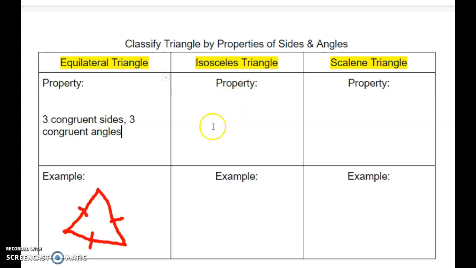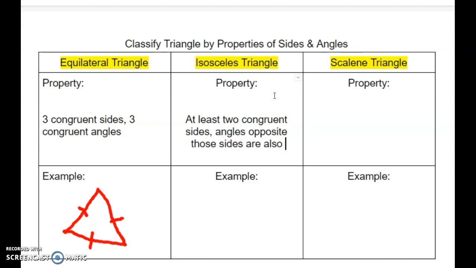Isosceles is a little bit different, okay? An isosceles triangle has at least two congruent sides, and what you'll see is that the angles opposite those sides are also congruent, okay? And then this is what it might look like.